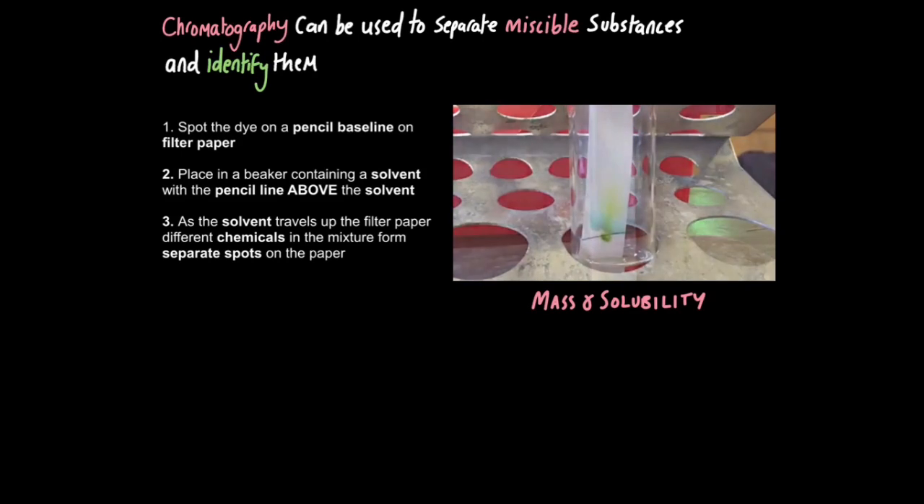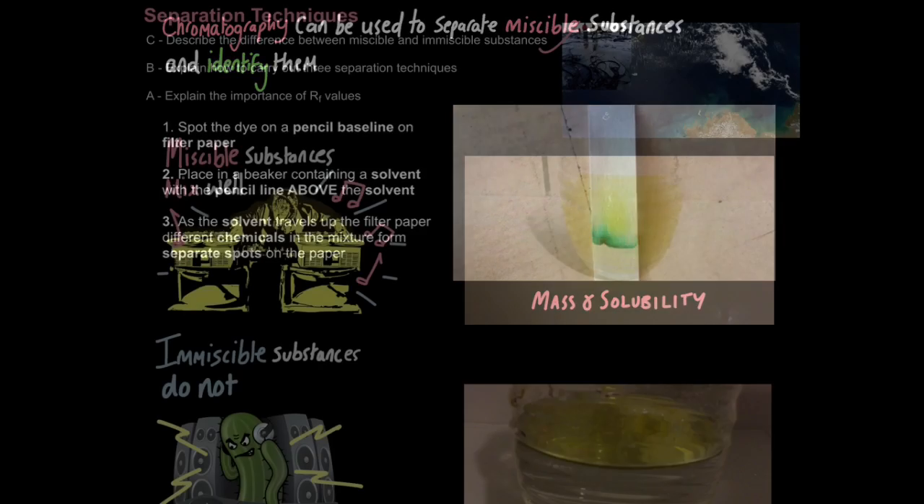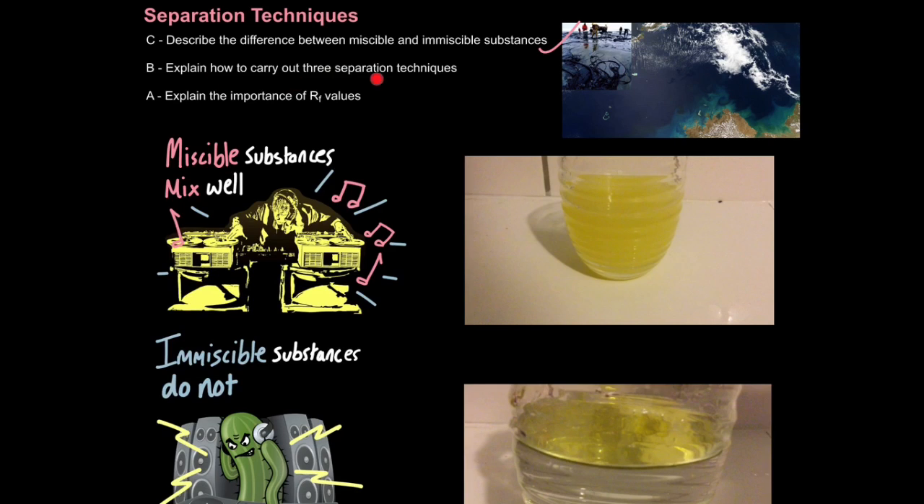It speeds it up a bit. So as the solvent travels up the filter paper, different chemicals in the mixture form separate spots on the paper. Sometimes it can get a bit blurry and messy, but you can see there's two different colours, two different pigments here, dark green and sort of yellowy green one here. That is how you explain how to carry out the three separation techniques, being using a separating funnel for immiscible substances, using fractional distillation for miscible substances, and also using chromatography for miscible substances.